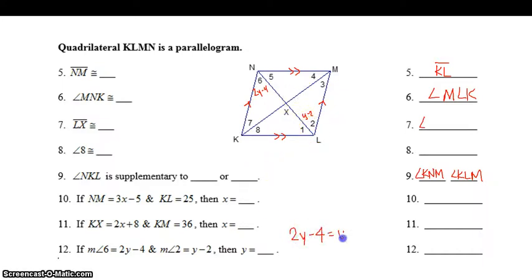2y minus 4 equals y minus 2. Because again, opposite sides are parallel, so using what we did in chapter 3, you see a z here, so armpit angles, angles 6 and 2 are congruent. So you set them equal to each other. I'm going to minus y, so y minus 4 equals negative 2. Add 4, so y is 2. Okay? So you're using either the definition or the characteristics of a parallelogram to be able to find what it is they ask you to find.